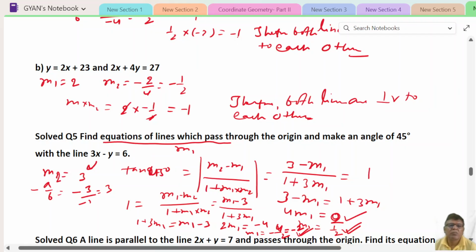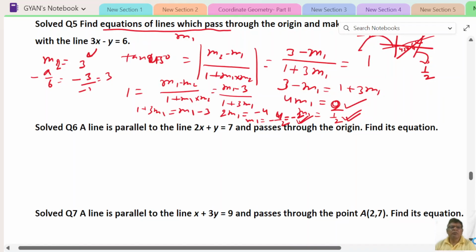Both answers. Because see, if you see the graph, if 45 degrees then this also will be 45 degree, and this line also makes 45 degree. So the slope of this will be different and this will be different. So here the slope of one was half and one was minus 2. So you will get two answers in such a situation.